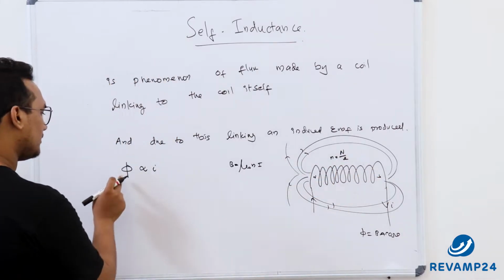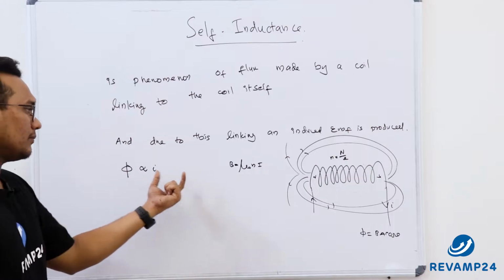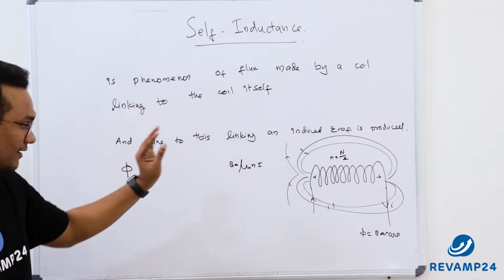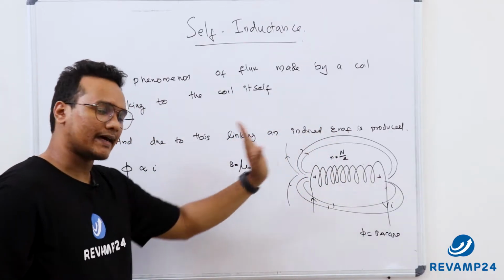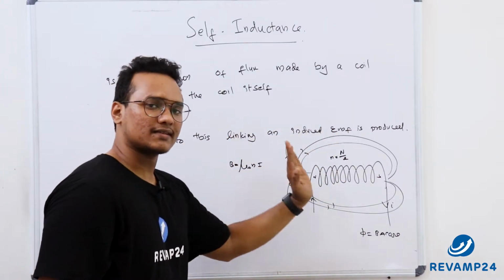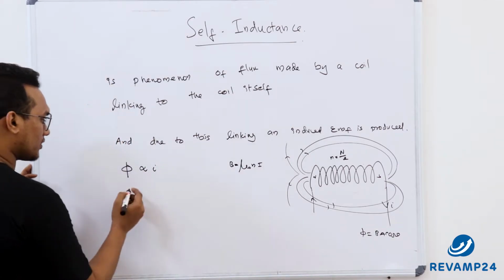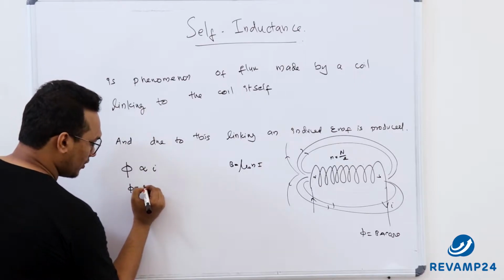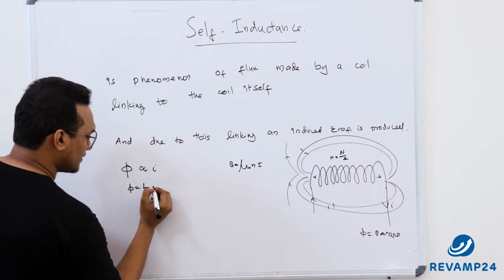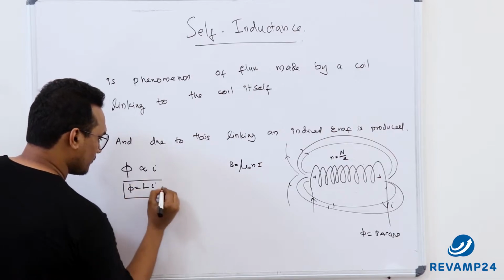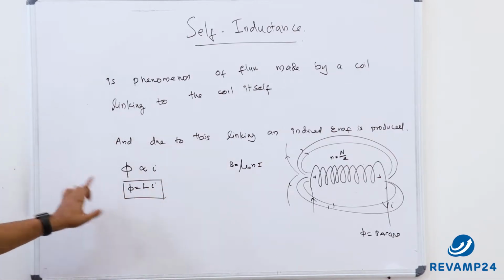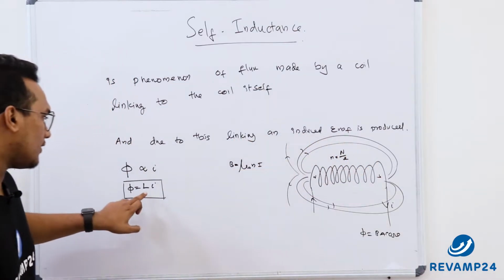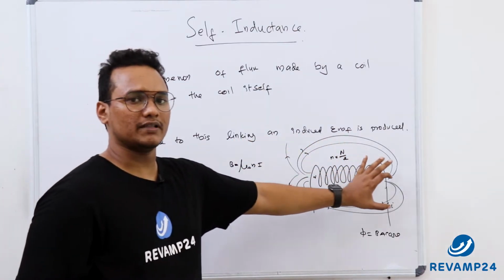So this is the definition. Flux linking with the same coil is directly proportional to the current passing through the same coil. Now this proportionality is converted to an equation, where the constant of proportionality is self-inductance, so flux is equal to L into I. Now the higher the self-inductance, the higher will be the flux linkage. The lower the self-inductance, the lower will be the flux linkage.